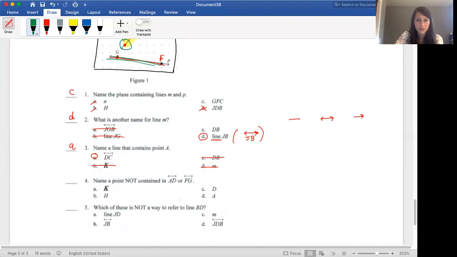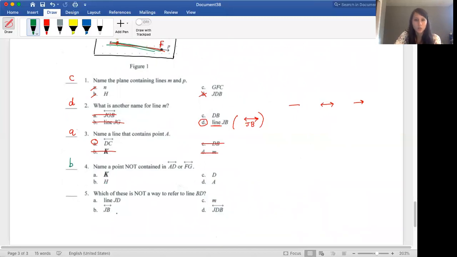So let's see what our answers would be. There's K, D, and A, and H. So H is our answer because that's the only one that's not on there. Okay, our last question. Which of these is not a way to refer to line BD?